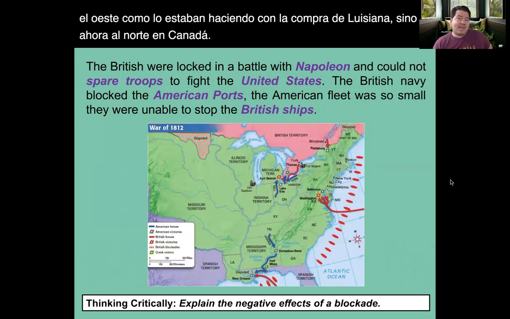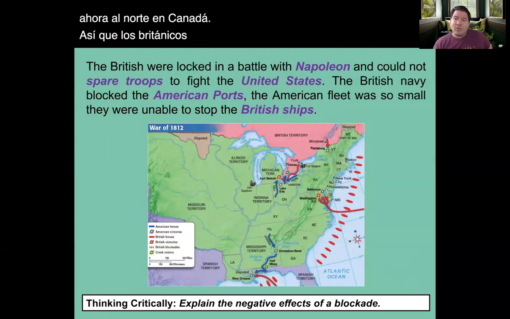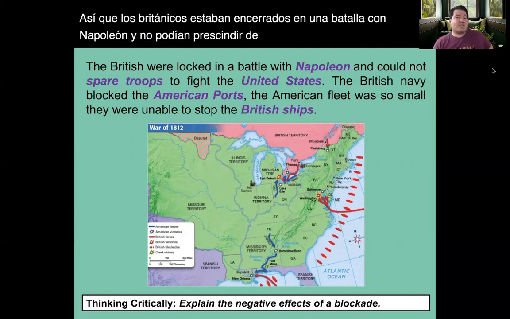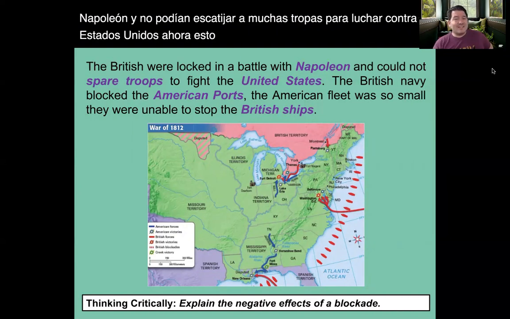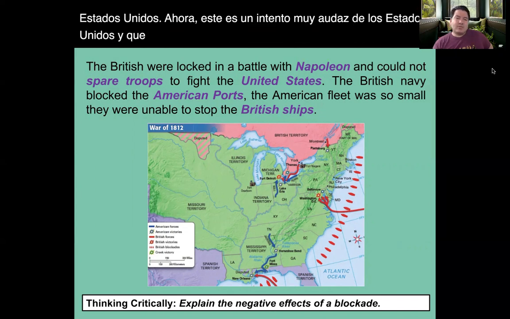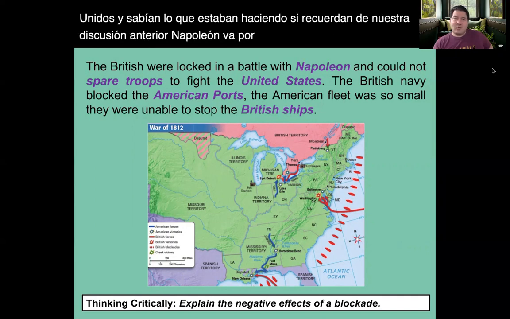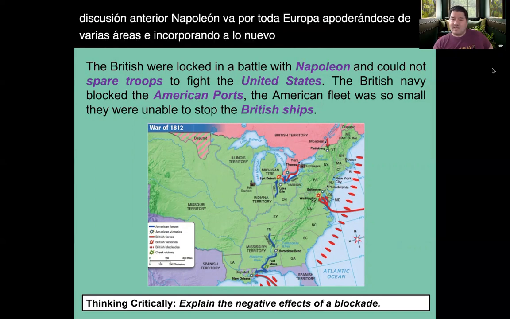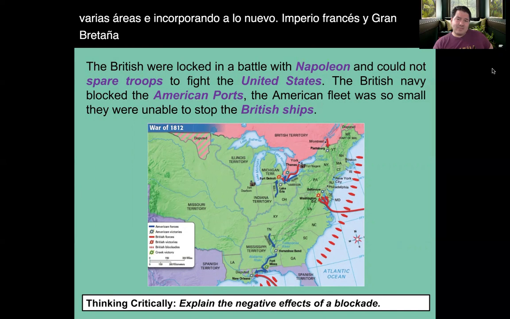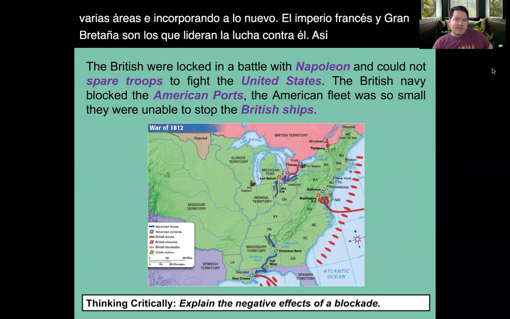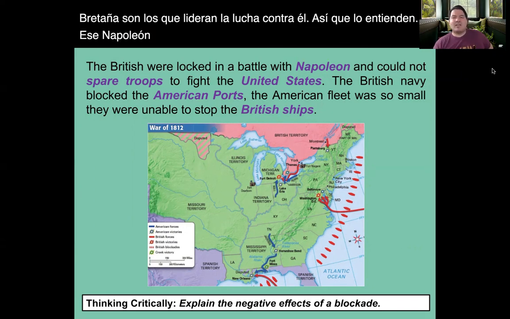So the British were locked in a battle with Napoleon and could not spare many troops to fight the United States. Now, this is a very bold attempt by the United States, and they kind of knew what they were doing. If you remember from our previous discussion, Napoleon is going all throughout Europe, taking over various areas and incorporating them into the new French Empire. And Great Britain are the ones leading the fight against him. So they understand that the British are occupied.